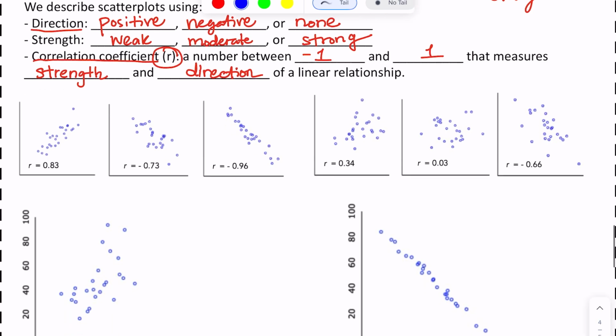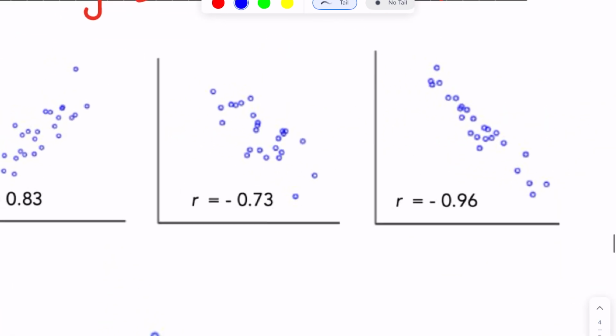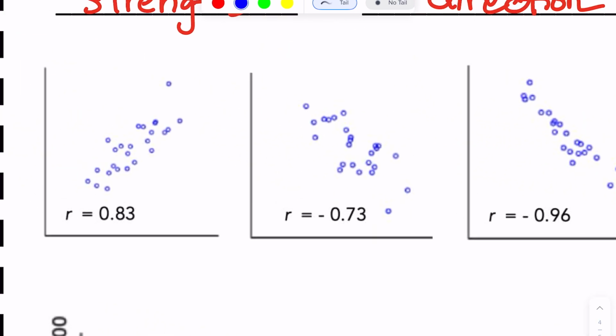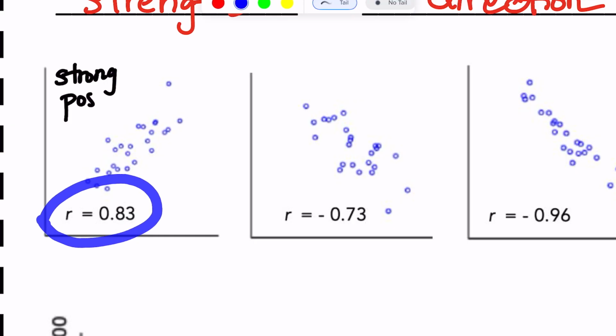So here we have some examples. Here we have what I would call a strong positive correlation. And we can see we have an R value of 0.83, which is relatively close to 1. Okay, so relatively close to 1 is on the stronger side.